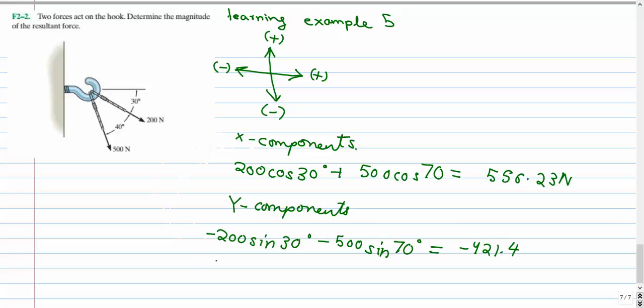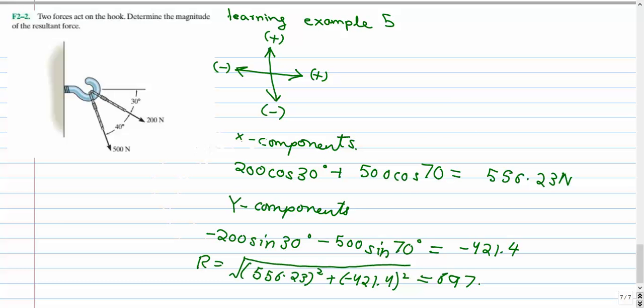Lastly, all we have to do is apply the resultant formula. The square root of the sum of the squares of both components, and once you apply the formula, the answer that you get is 697.832 newtons.